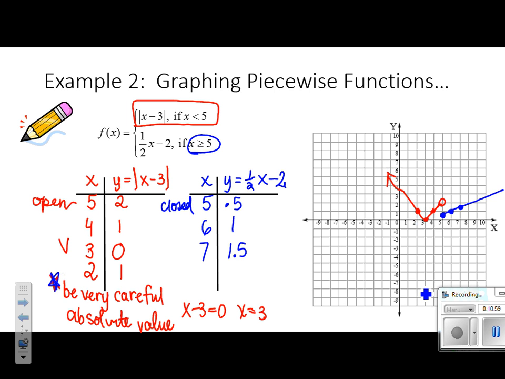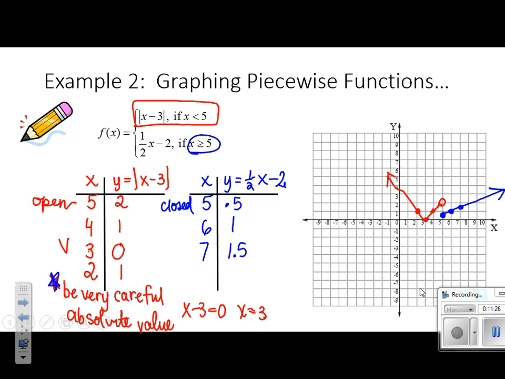And I want all the values to the right of those because I want them to be greater than or equal to 5. All right, so that's graphing piecewise functions. Remember, there is no shading. It's not dashed or dotted lines. We are simply graphing part of a graph, and I'm telling you which values to use.